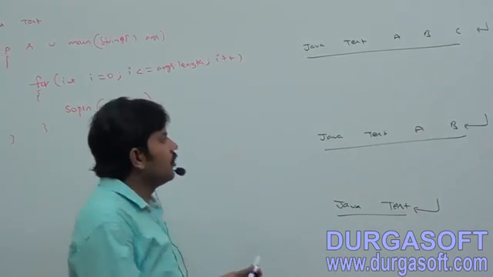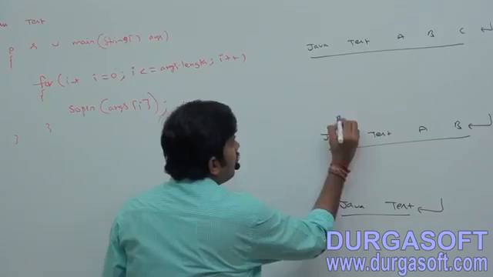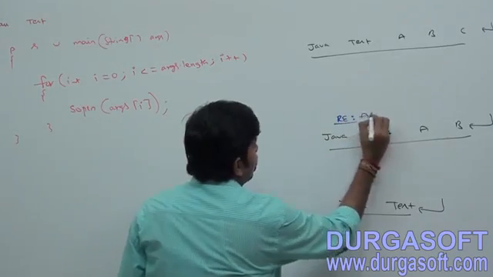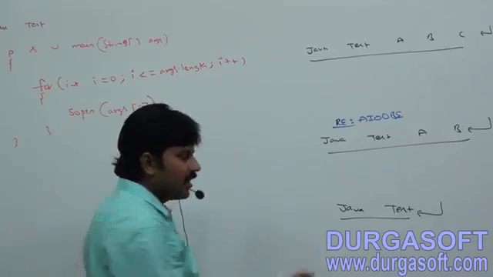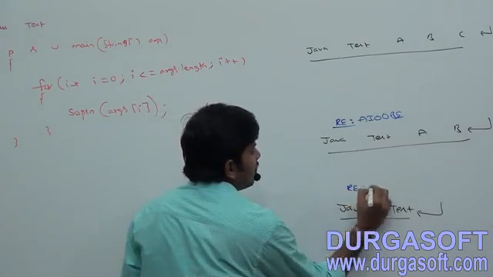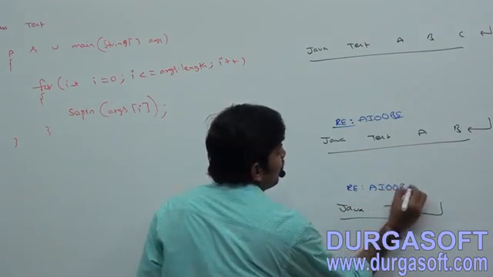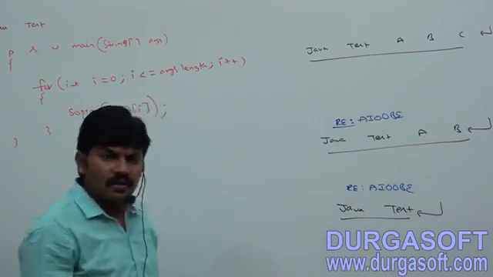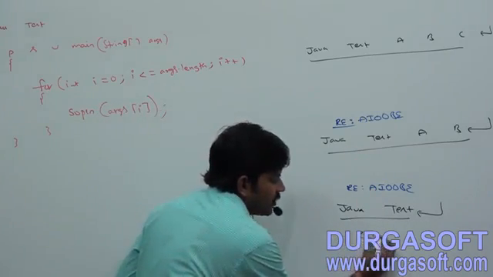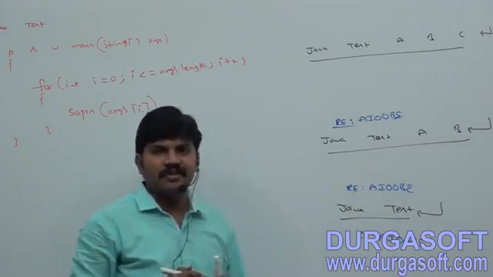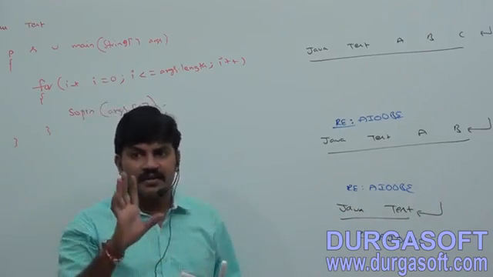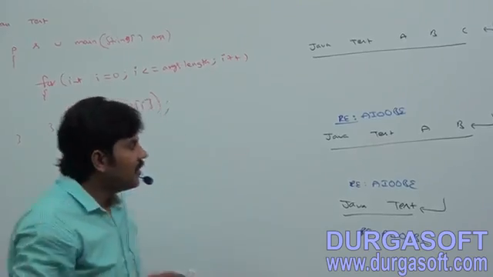Okay, now in the first case we will get a runtime exception, ArrayIndexOutOfBoundsException. In the second case, we will get a runtime exception, ArrayIndexOutOfBoundsException. In the third case, we will get a runtime exception, ArrayIndexOutOfBoundsException. Make sure. Sir, why? What is the reason? Take special care.